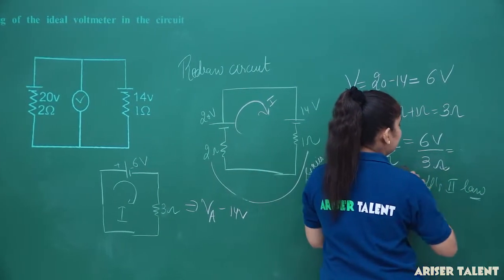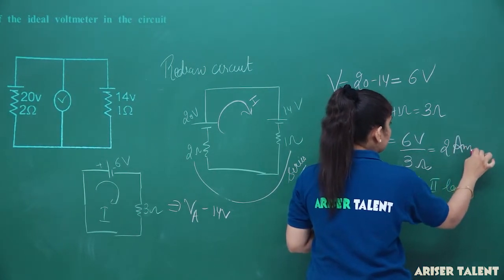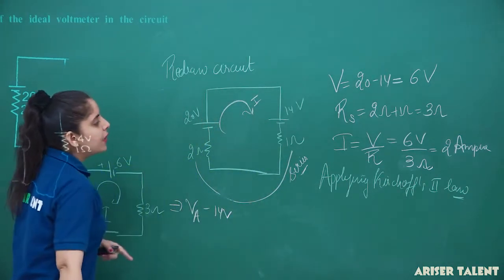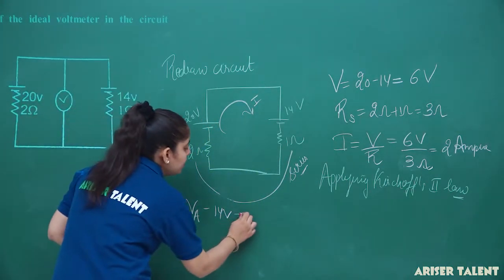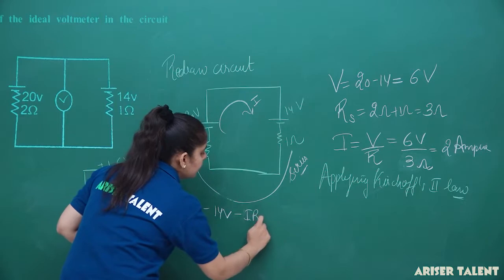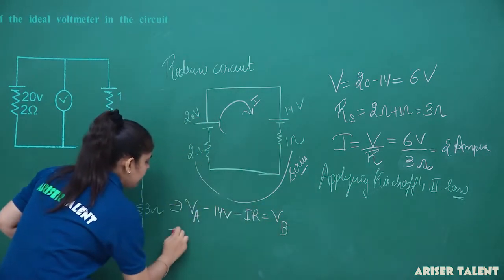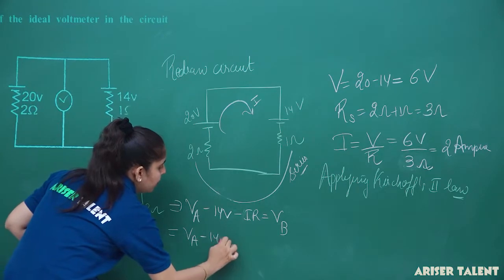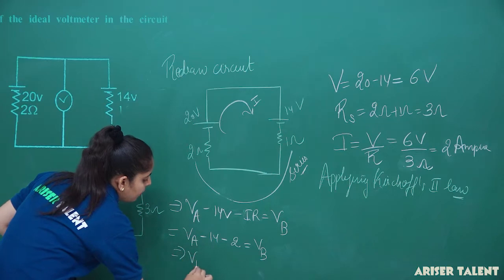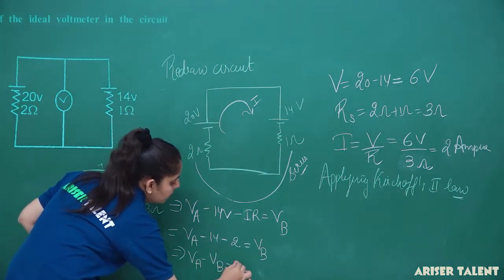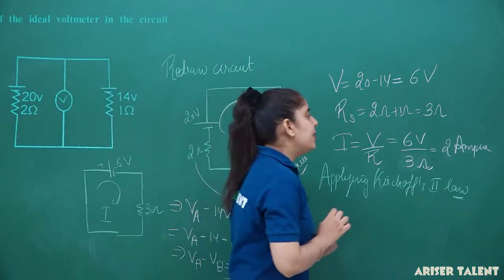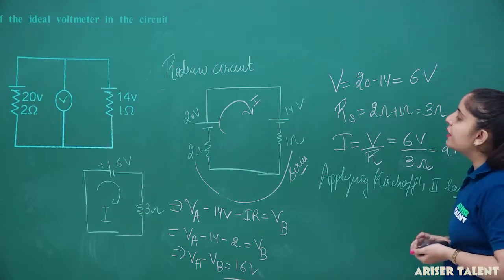So let's correct this statement here. This is 2 ampere we have. Now VA minus 14 and the current value is 2 ampere. So again it is a drop, and the drop can be written as IR, equal to VB. Now VA minus 14 minus 2 ampere equal to VB. VA minus VB equal to 16 volt. So this will be the reading of the voltmeter that can be identified only by applying Kirchhoff's law here.